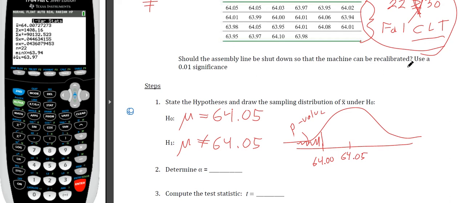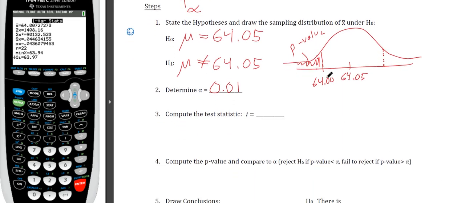Now, notice that it does give us a level of significance. It says, should the assembly line be shut down so the machine can be recalibrated, and we have alpha given to us. So we have alpha is 0.01, which is going to be how much is going to be in each tail, because we're doing a two-tailed test technically. We're checking both over here, and we're checking both over here. So we want to see if 64.00 is past that or not.